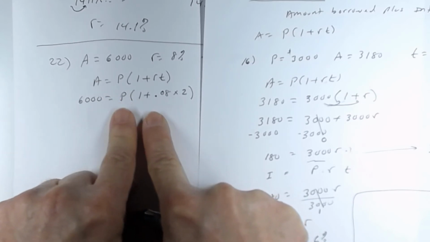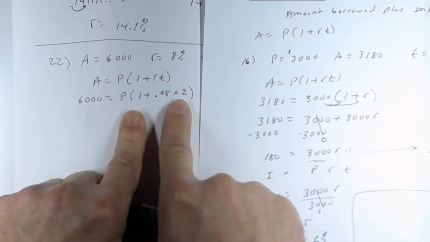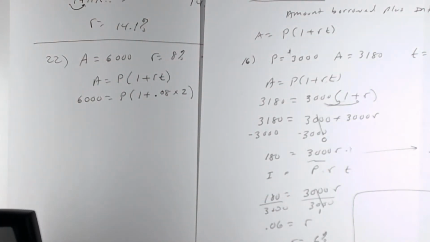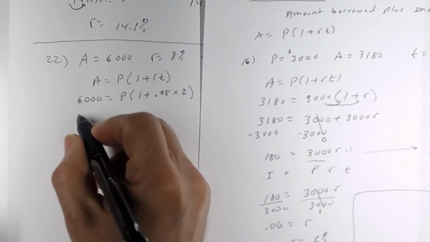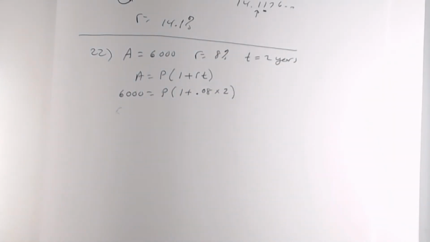The next step you want to do here is this. Find out what the parentheses is. What's 1 plus 0.08 times 2 in your calculator? Go ahead and do that. 1 plus 0.08 times 2. I got 1.16. Is that what y'all got?